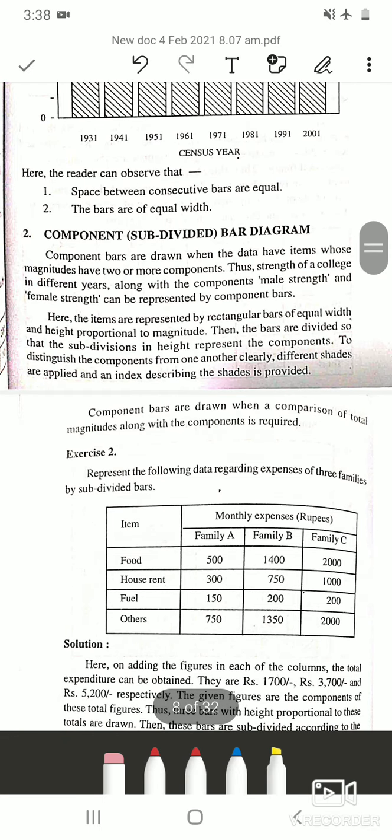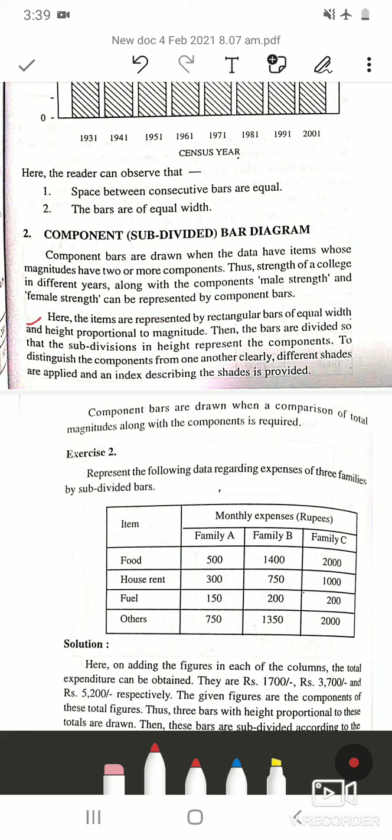The next one is component or subdivided bar diagram. So component bar diagrams are drawn when the data have items whose magnitudes have 2 or more components. So when we want to compare 2 or more items, then we go for subdivided or component bar diagram. So for example, the strength of a college in different years along with components. Male strength and female strength can be represented by component bars.